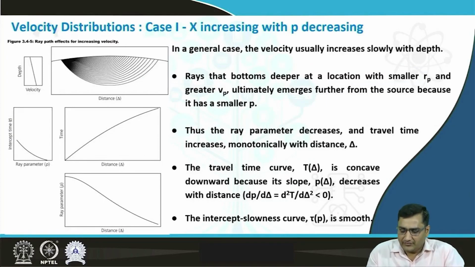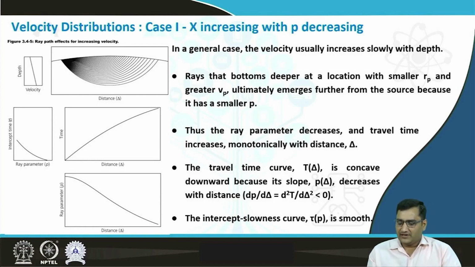As far as today's lecture is concerned, we are going to consider three cases. Case 1, where the offset distance increases as the ray parameter decreases. Then we will consider a second case in which we will see how triplication occurs in the case of a high velocity zone. And then there will be a third case where we will see how the shadow zone occurs in the case of a low velocity layer sandwiched between high velocity layers.